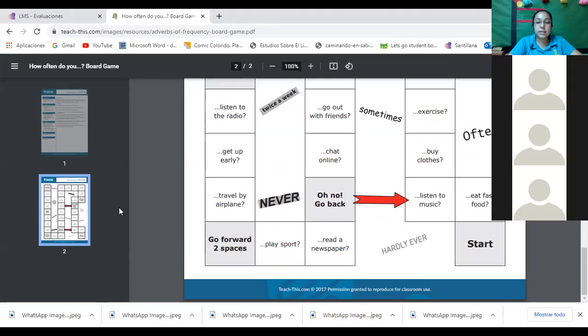Okay, Abby, it's your turn. You choose a classmate and you ask the question. Make a question. The question is, listen to the radio, and the classmate is Jimena. Okay, Jimena, how often do you listen to the radio? Never. Okay, that's good. I never listen to the radio. That's good.